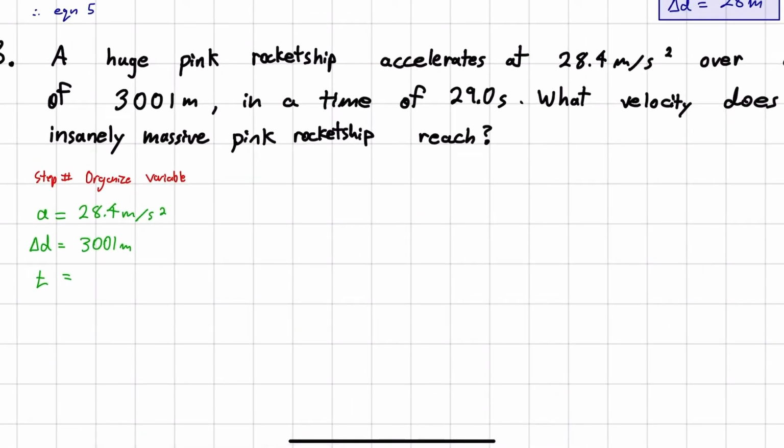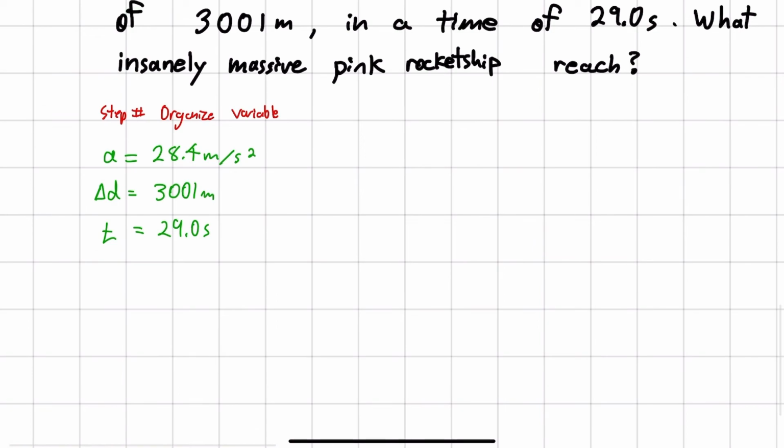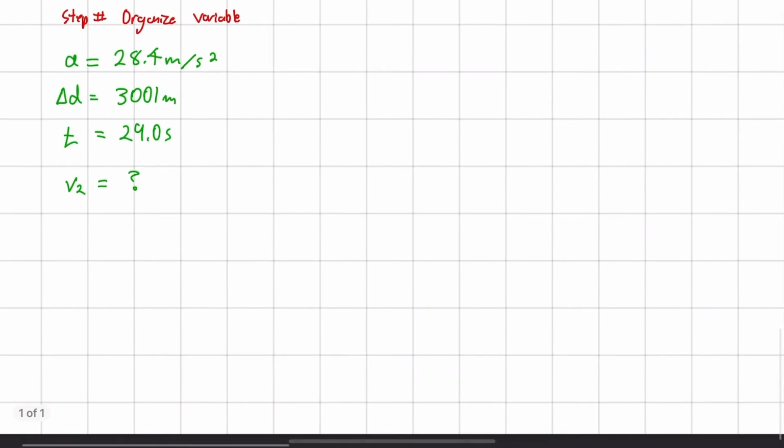And then the last variable that we're given is our time, 29.0 seconds. And the question is asking, what velocity does this insanely massive pink rocket ship reach? So that is asking for V2. Sorry, I forgot the 1 on step 1 there. So step 2 is to choose an equation.